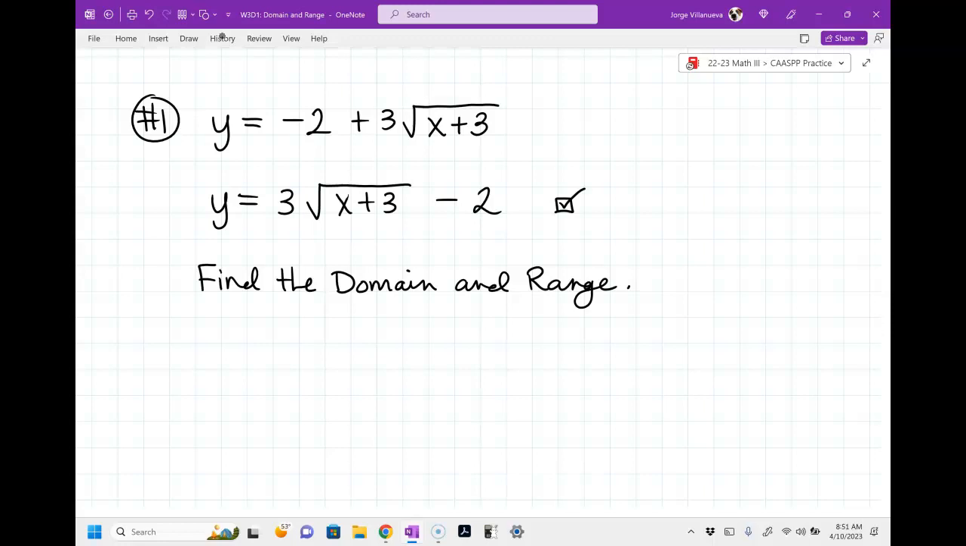Remember, for domain, you're going to get your radicand. That means the stuff inside the square root. You're going to make it greater than or equal to 0 because all the numbers inside the square roots have to be either 0 or bigger. They can't be negative. And then for your range, just use your outer number, and you're going to make sure that it's greater than or equal to that outer number.